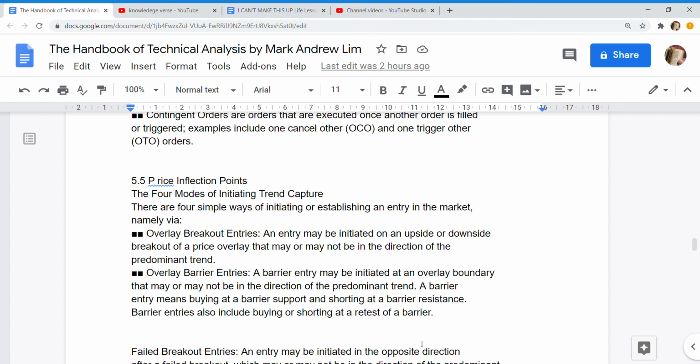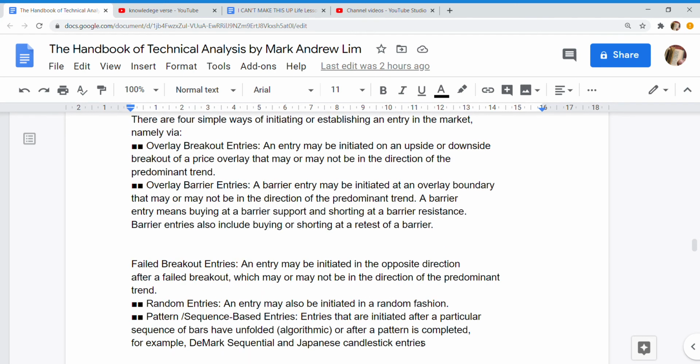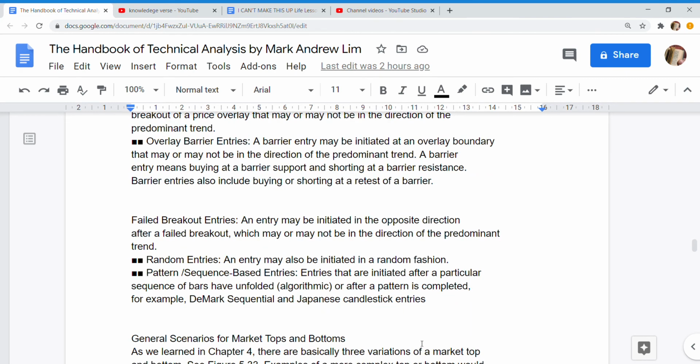Failed breakout entries. An entry may be initiated in the opposite direction after a failed breakout, which may or may not be in the direction of the predominant trend. Random entries. An entry may also be initiated in a random fashion. Pattern, sequence-based entries. Entries that are initiated after a particular sequence of bars have unfolded, or after a pattern is completed. For example, DeMark sequential and Japanese candlestick entries.